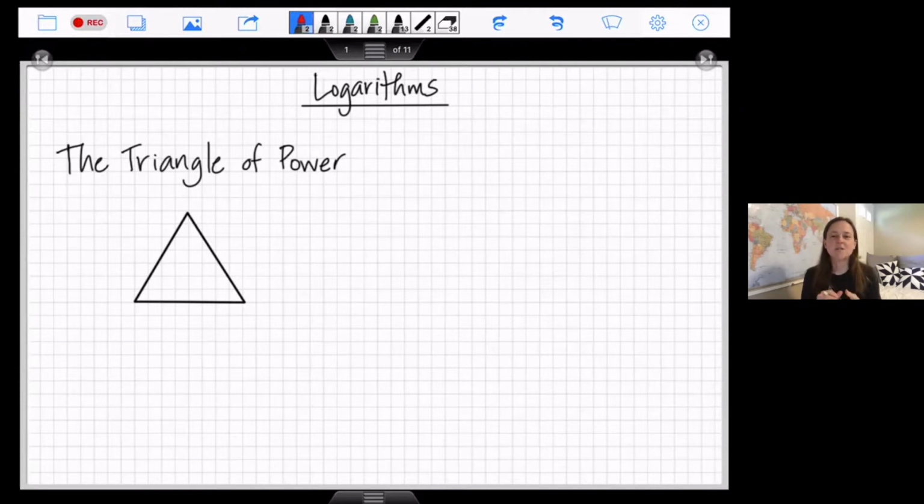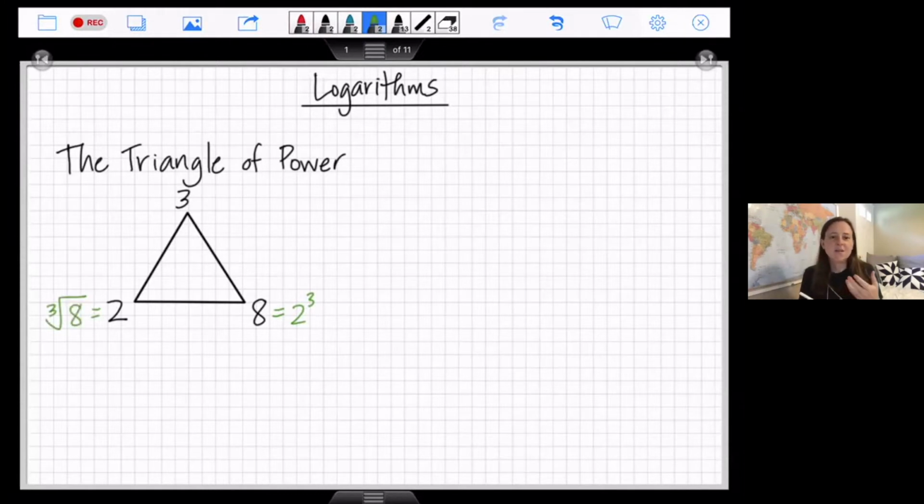Okay, so let's start off with an exponential rule that we're all pretty comfortable with. And that is 2 times 2 times 2 is equal to 8. 2 cubed is equal to 8. So the way you write that on the triangle of power kind of looks like a regular exponent. 2 cubed is equal to 8. All right, so we know that this means that 8 is equal to 2 cubed. This triangle relationship also tells us that the cube root of 8 is equal to 2.